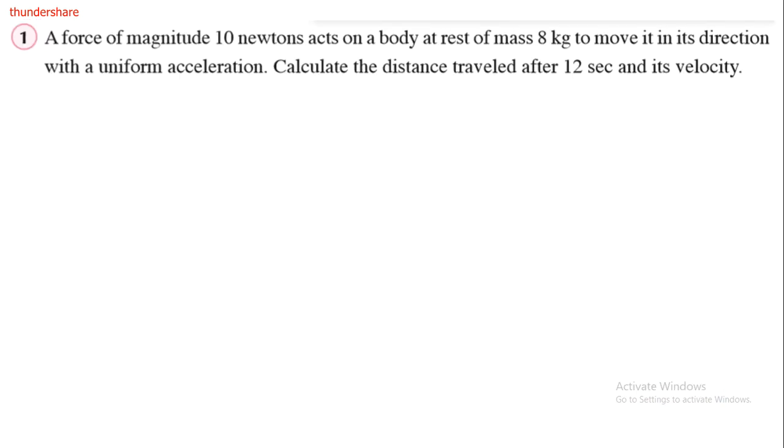Let's see an example. A force of magnitude 10 newtons acts on a body at rest. The phrase at rest means that the body may move, and of course moving from rest means a change in velocity. To be precise, the velocity will increase, so we will use an acceleration, and acceleration with a force means Newton's second law. The body, of mass 8 kilogram, moves in the direction of the force, which means the acceleration is positive, with a uniform acceleration. Calculate the distance traveled after 12 seconds and its velocity.